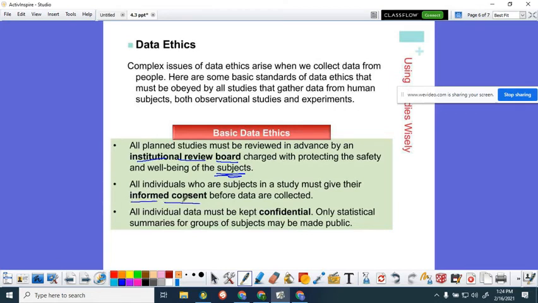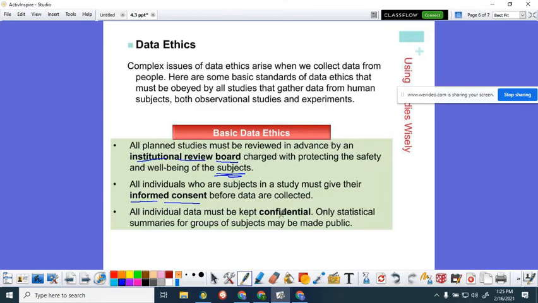Individuals, although they could be double blinded or blinded, they still have to give informed consent. They have to be told, hey, these are your choices. You may get this drug or you may get this placebo, but half of you will get one thing and half of you will get the other. So you have to be told what is going to happen.